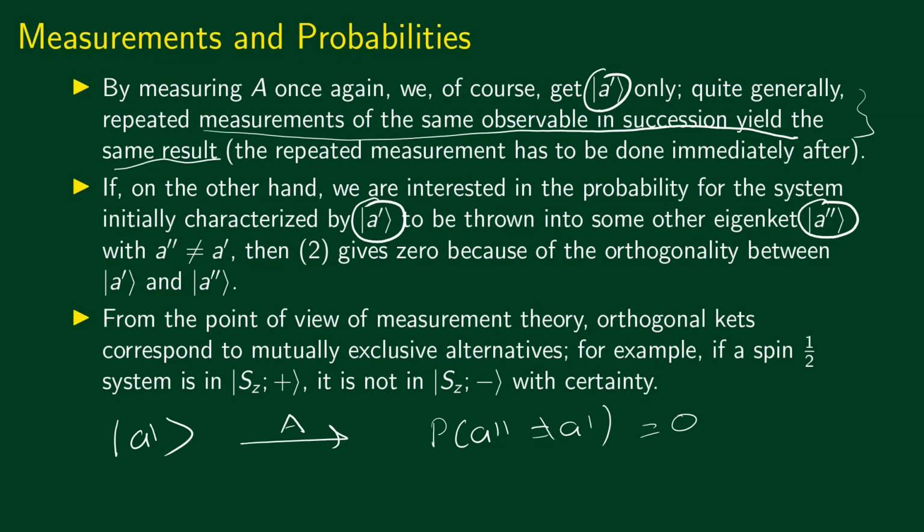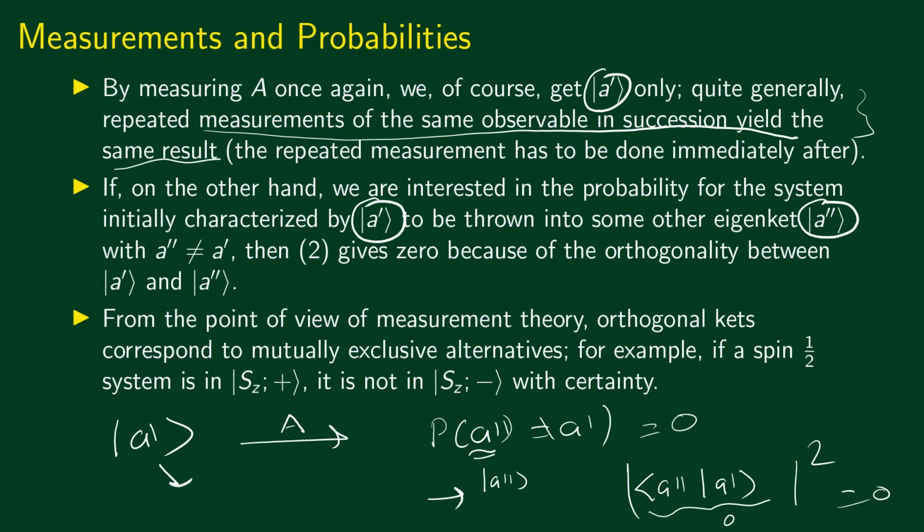We can also see this from here. The rule for calculating the probability for measuring A double prime is to take the eigenket corresponding to this eigenvalue, which we'll denote as ket A double prime. Now you project this initial state onto this ket. You take the initial ket, project it onto this ket, and then take the modulus square. But by orthogonality, these are eigenkets corresponding to different eigenvalues, so they are orthogonal. So this is equal to 0, as expected.